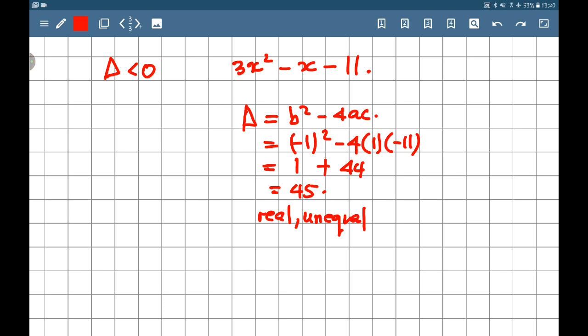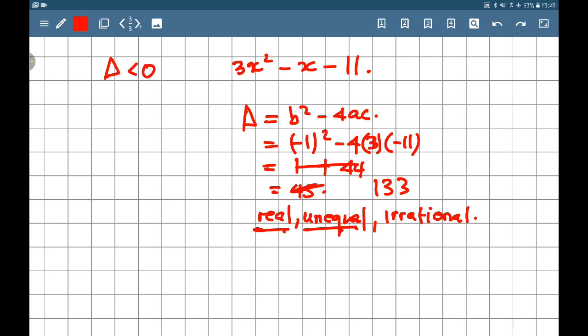The coefficient of a is 3. Oh, 3. It's 133. Sorry. So the roots are real, they are unequal, and they are also irrational. But it's not a perfect square. That's why it's irrational. Oh, I'm sorry, my bad. Did you get that? Irrational.